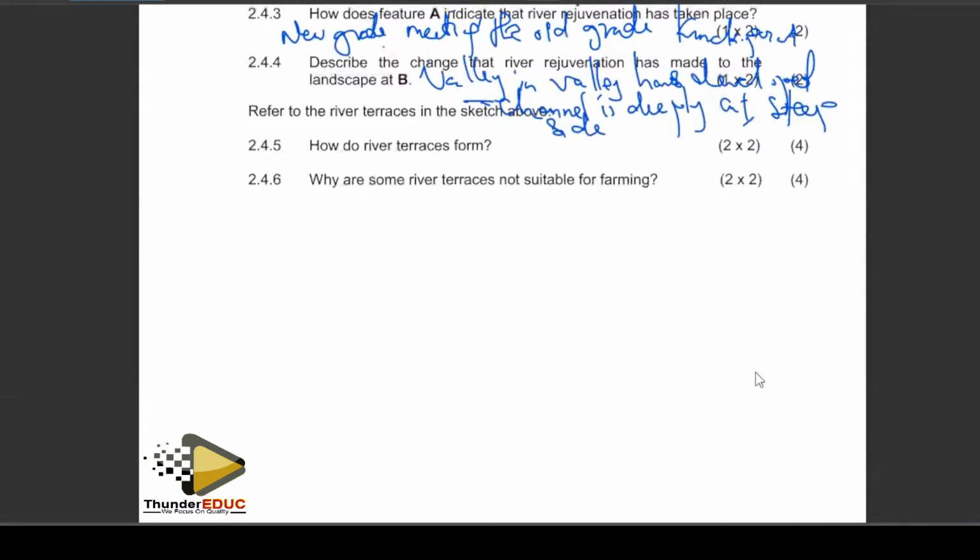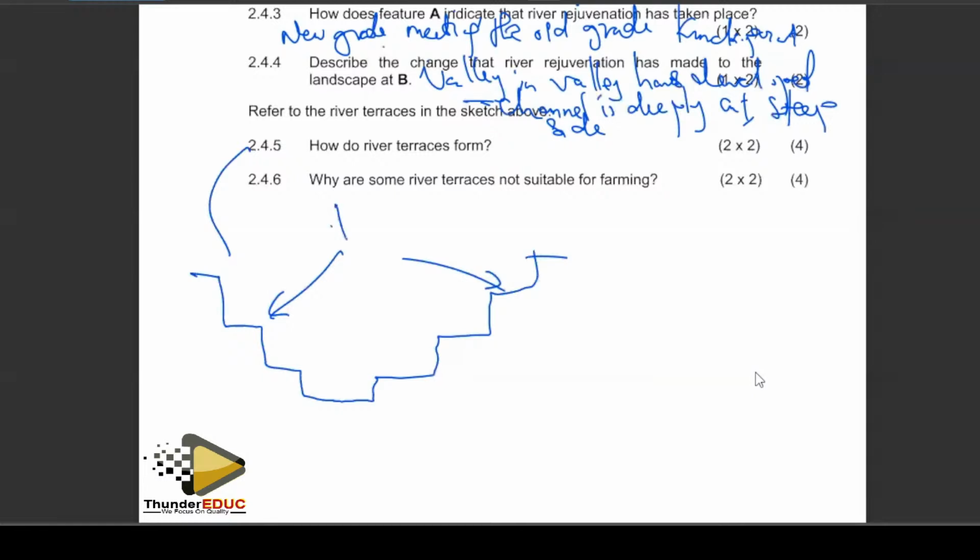Right. Refer to the river terraces in the sketch above. How do river terraces form? A terrace, basically, we are looking at a stepped arrangement. Maybe the new channel is there. Again, it's like that. These are the terraces that we are talking about. How do these terraces develop?